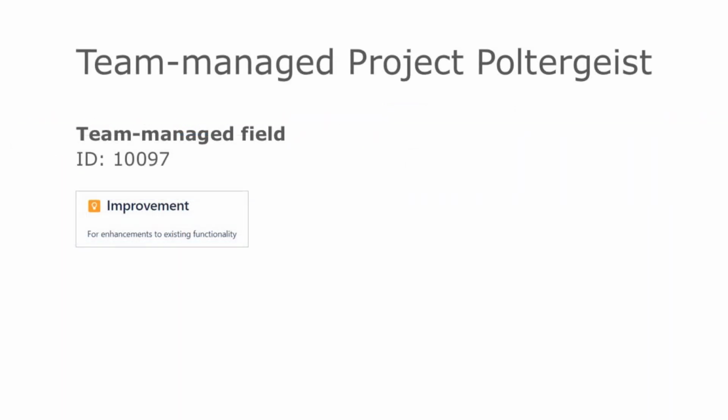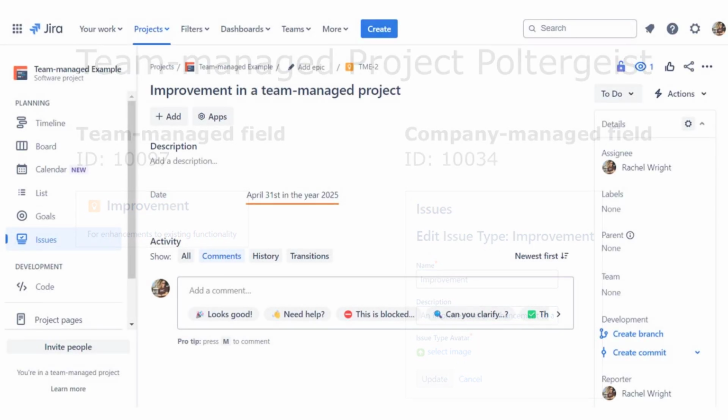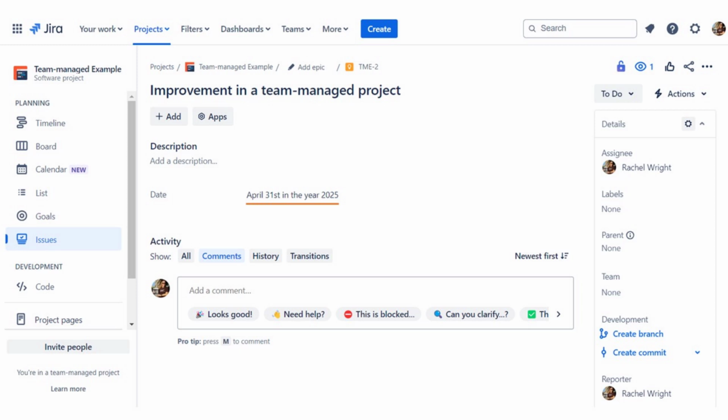The field in the team-managed project has a unique ID of 10097, an orange icon, and its description is for enhancements to existing functionality. The other type is used by multiple company-managed projects. It has a different ID, icon, and description. Will this duplication lead to confusion or future collisions? Probably. Here's another example to watch out for.